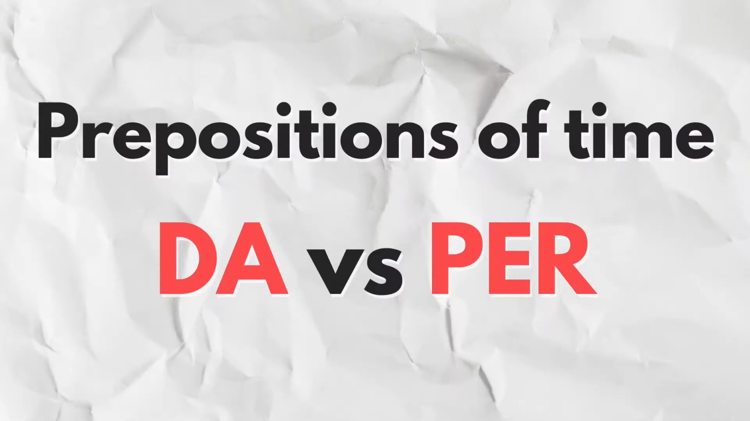In today's video, we're going to talk about prepositions of time. In particular, we're going to focus on two prepositions, da and per. Now, these two prepositions are a little bit tricky, but I'm 100% sure that after this video, you won't get them wrong ever again. So pay attention, take some notes if necessary, and stay with me. Let's start talking about the preposition da.